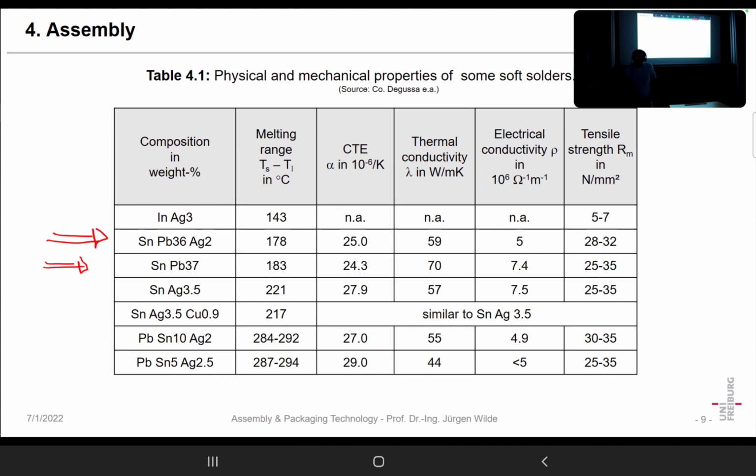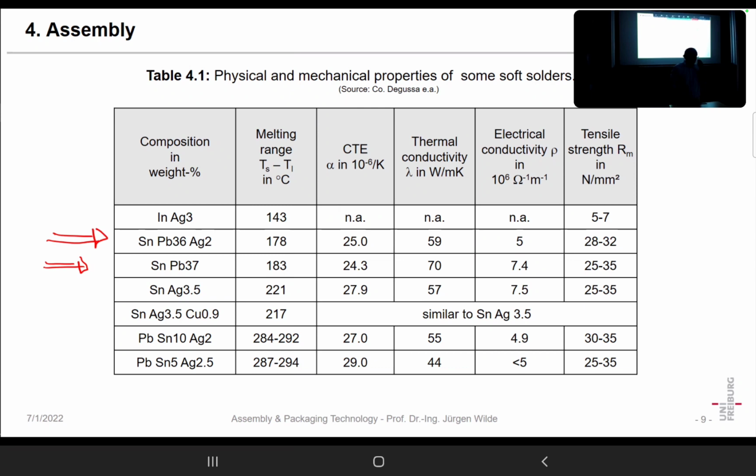All of the properties of these solders are very similar. So you could say CTE is somewhere around 25 ppm, or 10 to the power of -6 per Kelvin. Thermal conductivity is somewhere between, let's say, 44 and 70. So in the end, really, nobody knows precisely, because every time someone measures it, you get a somewhat different property that mainly depends on how you did the heating, how you did the soldering.